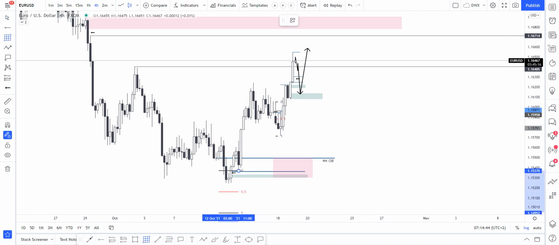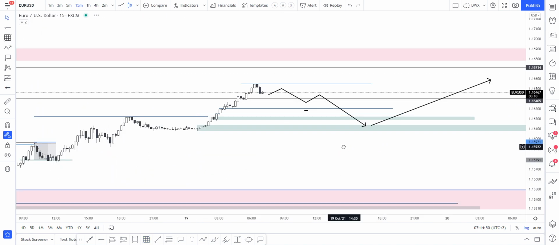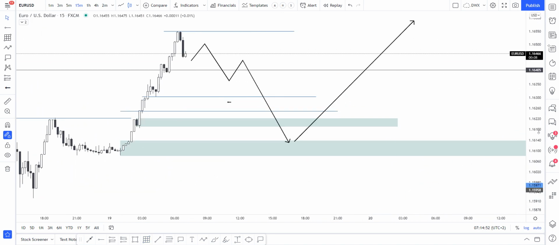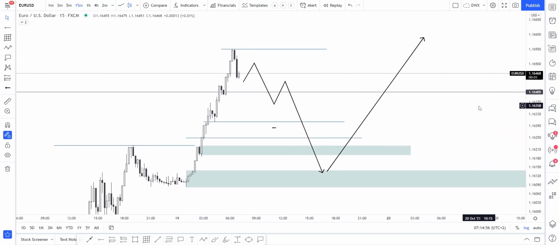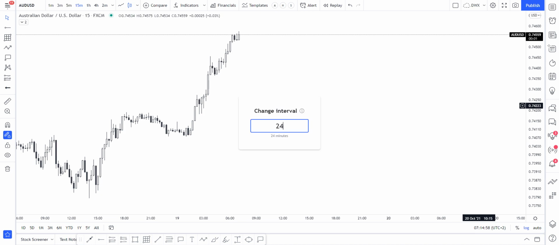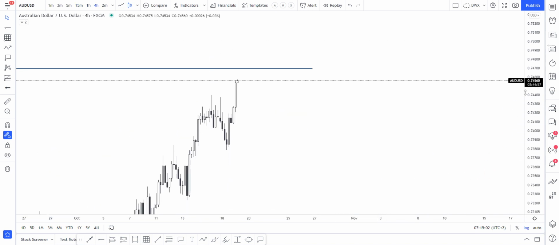Let's just want to see something. Yes. Okay, so that is then Euro dollar. I know it's a bit confusing maybe, but that's what I'm currently looking at. So let's have a quick look at Aussie dollar. What is happening over here?